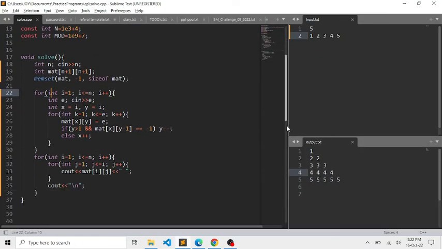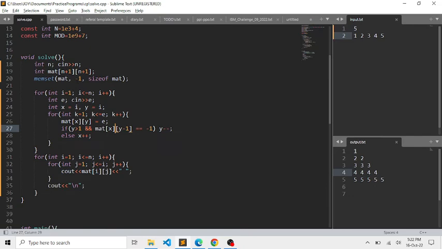So here is the code. First I am taking in the input n, that is the size of the matrix, or the size of the board, and then I am initializing a matrix of size n plus 1. Why n plus 1? Because I am using 1-based indexing. I am declaring a matrix with size n plus 1 cross n plus 1, and I am initializing the matrix with minus 1.